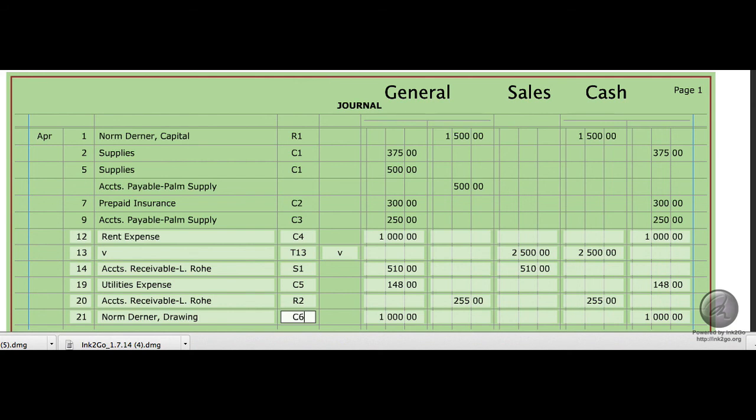All right, so those are all the transactions for 3.3 work together. Now open up your 3.3 on your own and give it a try and see how you do.